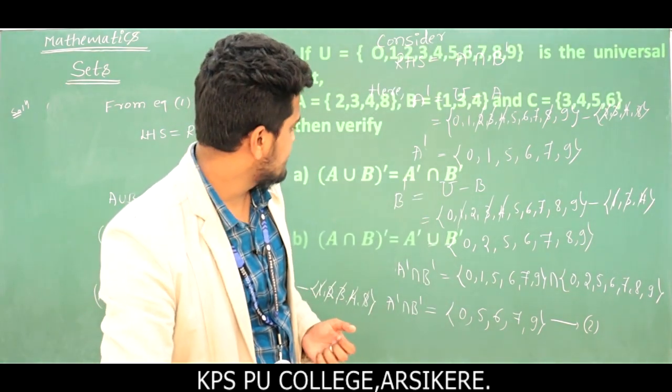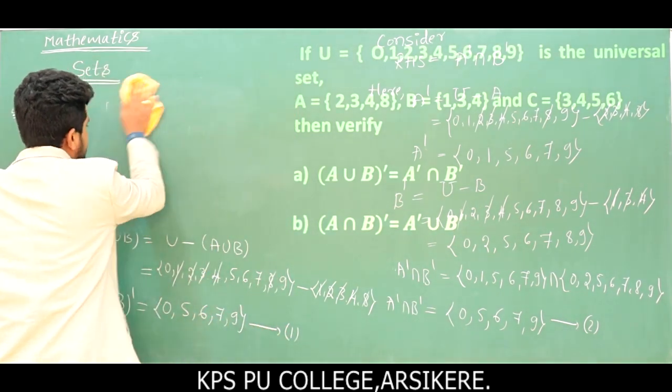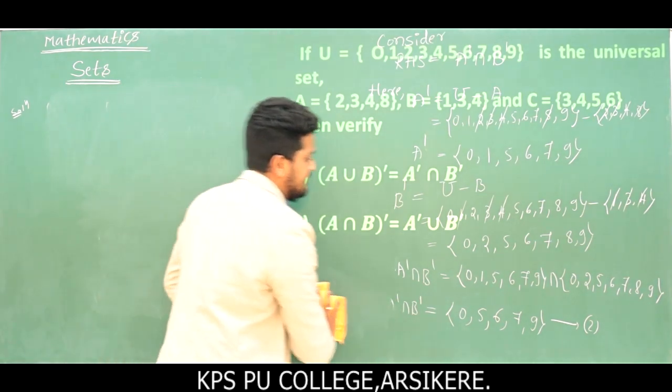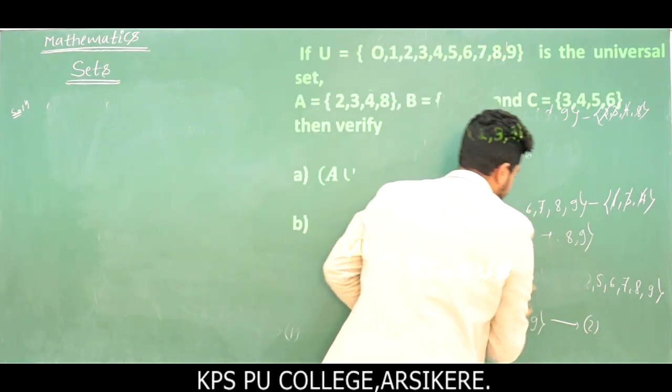The second problem, take it as homework. It is the same as the last one, again De Morgan's law. You should verify whether the given LHS is equal to RHS or not. Okay.